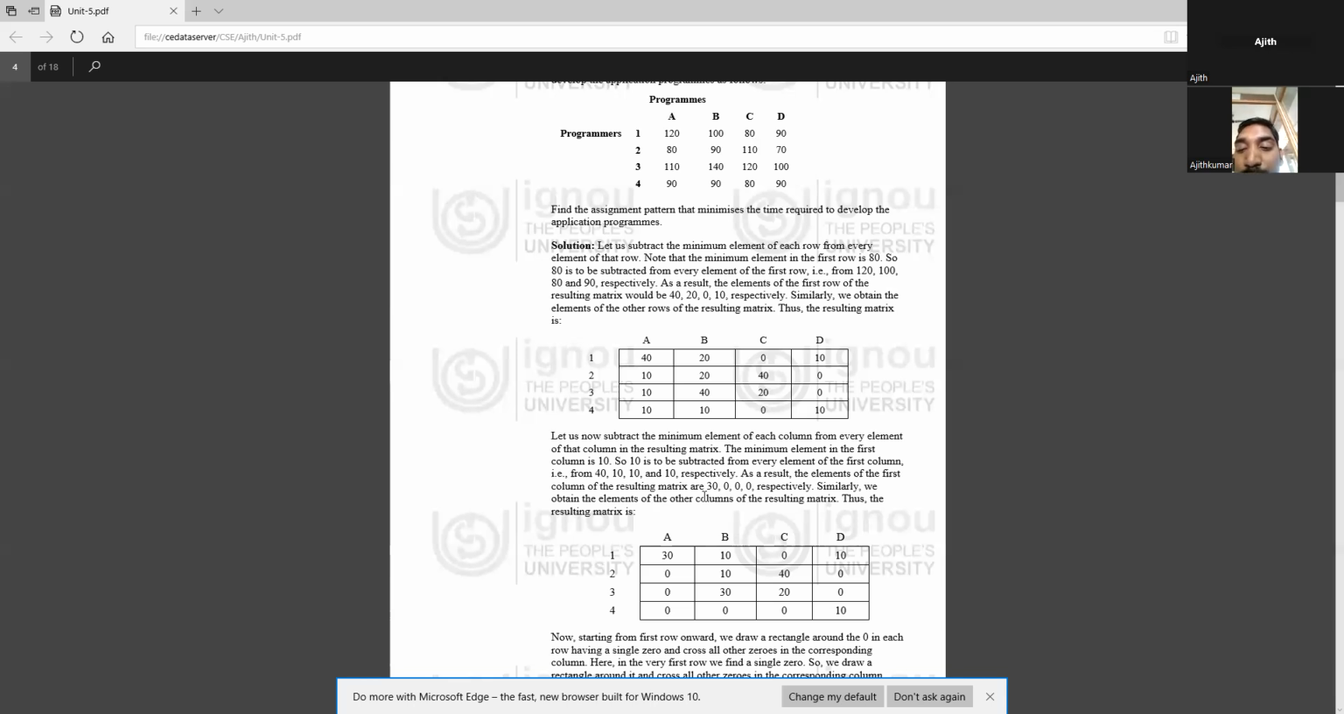So column B, the minimum element will be 10. So subtract 10 from all the elements. So 10, 20 minus 10, 20 minus 10, 40 minus 10. So 10, 10, 30, 0. So in the third and fourth columns, we already have the 0. If any cost is 0, the minimum value is 0, subtract that 0, and the answer will be the same value. So the values will not change in columns C and D. 0, 40, 20, 0, 10, 0, 0, 10.